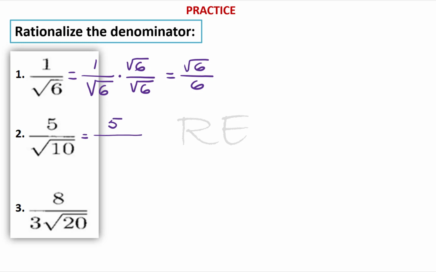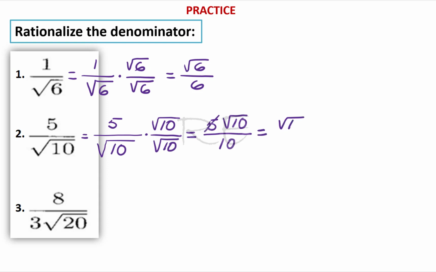To rationalize 5 over square root of 10, we're going to multiply 5 over square root of 10 by square root of 10 over square root of 10. 5 square root of 10 divided by 10, which can be simplified as square root of 10 over 2.